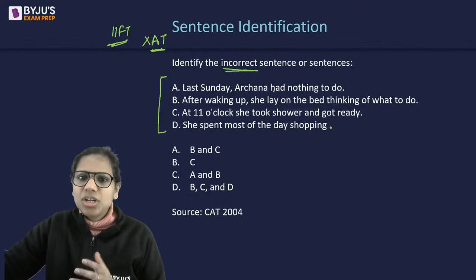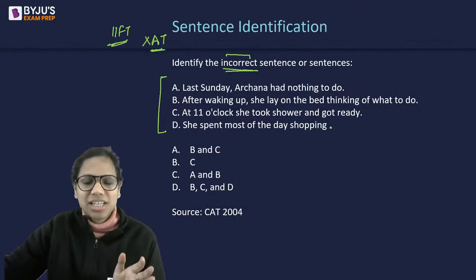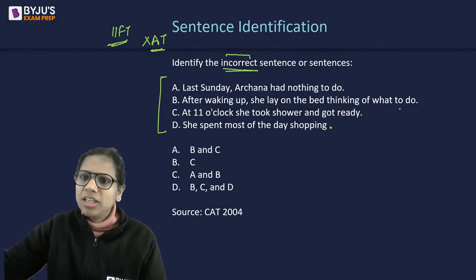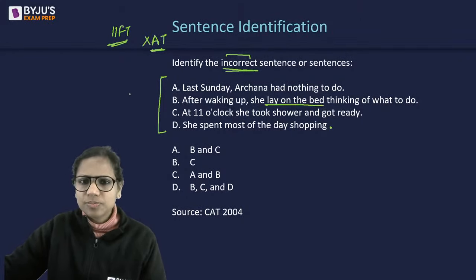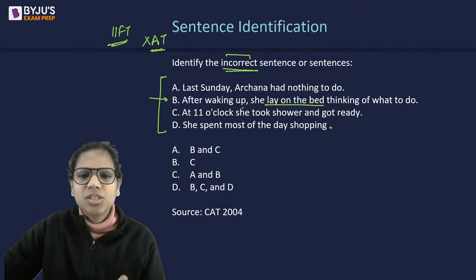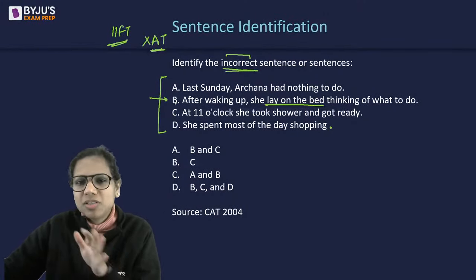Last Sunday, Archana had nothing to do. You had to identify the incorrect sentence. I do not see anything incorrect here. Okay, still I'll read all the sentences just to be sure. After waking up, she lay on the bed thinking of what to do. This seems a little iffy to me, so I've underlined this. So that's why I'm keeping B in my mind that maybe this is incorrect.